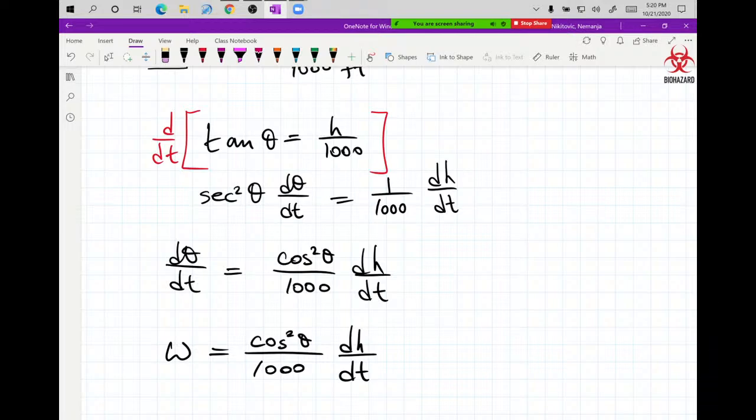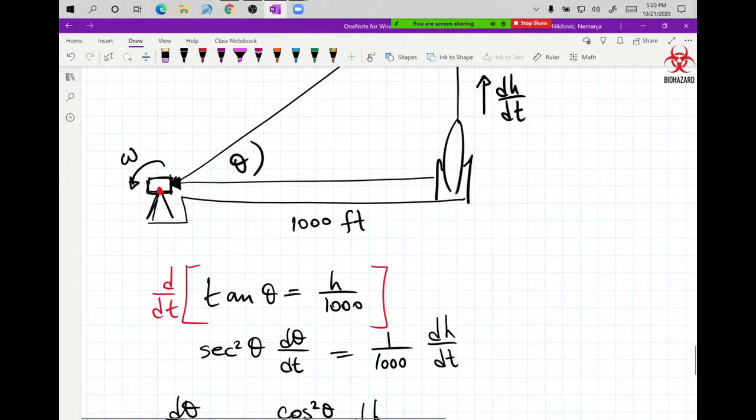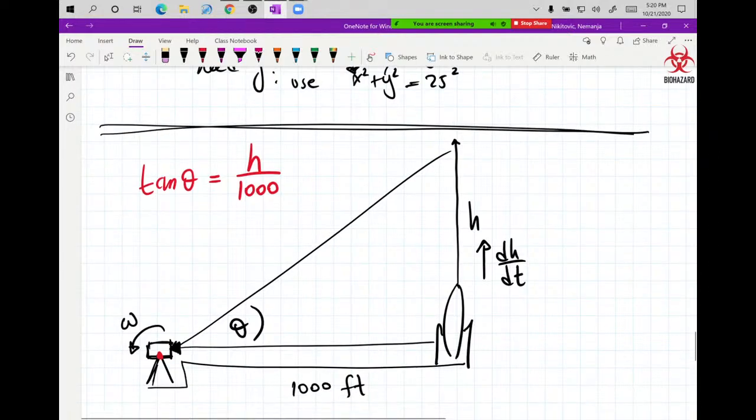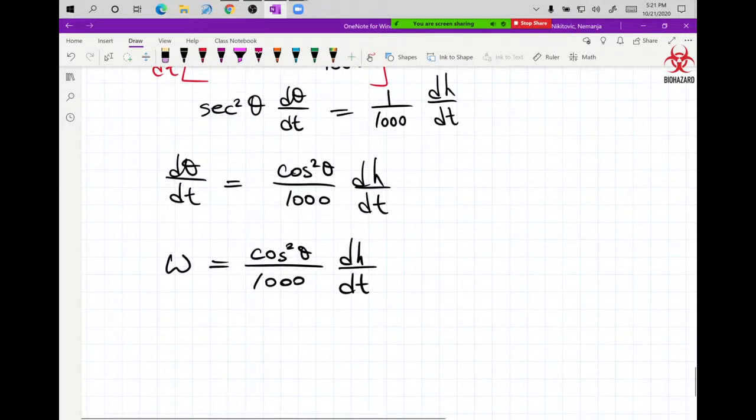Now, please note that it's going to start turning quickly and then it's going to slow down and slow down and slow down, because when the rocket is further away you don't need to turn so much, because the rocket being further away, there's just more distance for that shot.